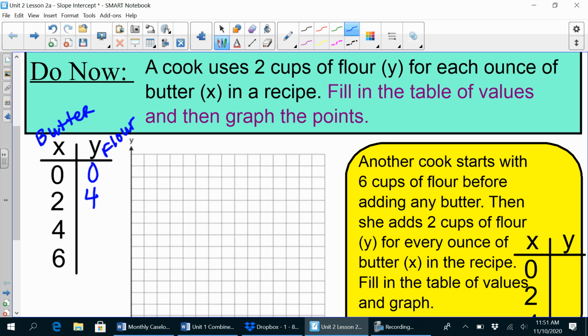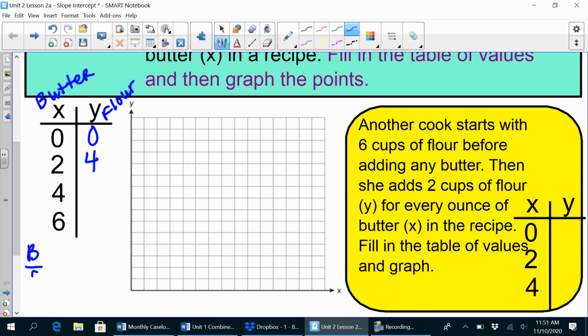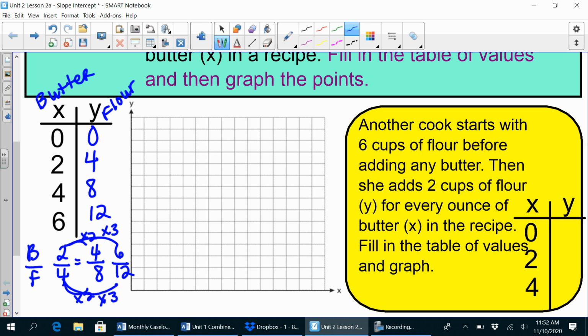If I have 4 for butter, how much flour would I have? So we can take a look at the butter to flour. I'm just going to write down here, if we have butter and flour, this is 2 and this is 4. Now if my butter is 4, what would my flour be? Okay, and you can use this ratio to help you continue filling in the rest of the table. So if your butter is 6, then what would your flour be? And this would be 12. Okay?